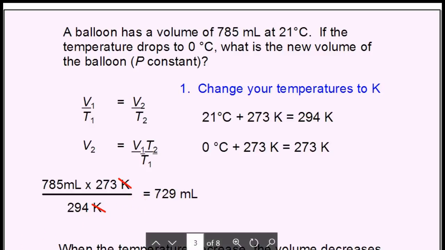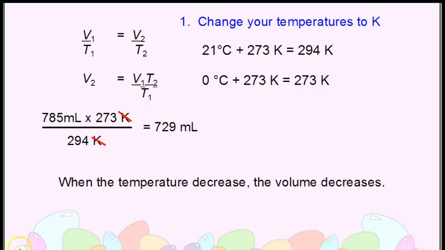Good, I'm glad you're getting this. What this problem shows us right here is when the temperature decreases, the volume decreases. Did our volume go down from our original volume over here? Yes, it did. It did go down. And that's what we're looking for when we're looking at Charles' law, that as the temperature decreases, the volume is decreasing as well.